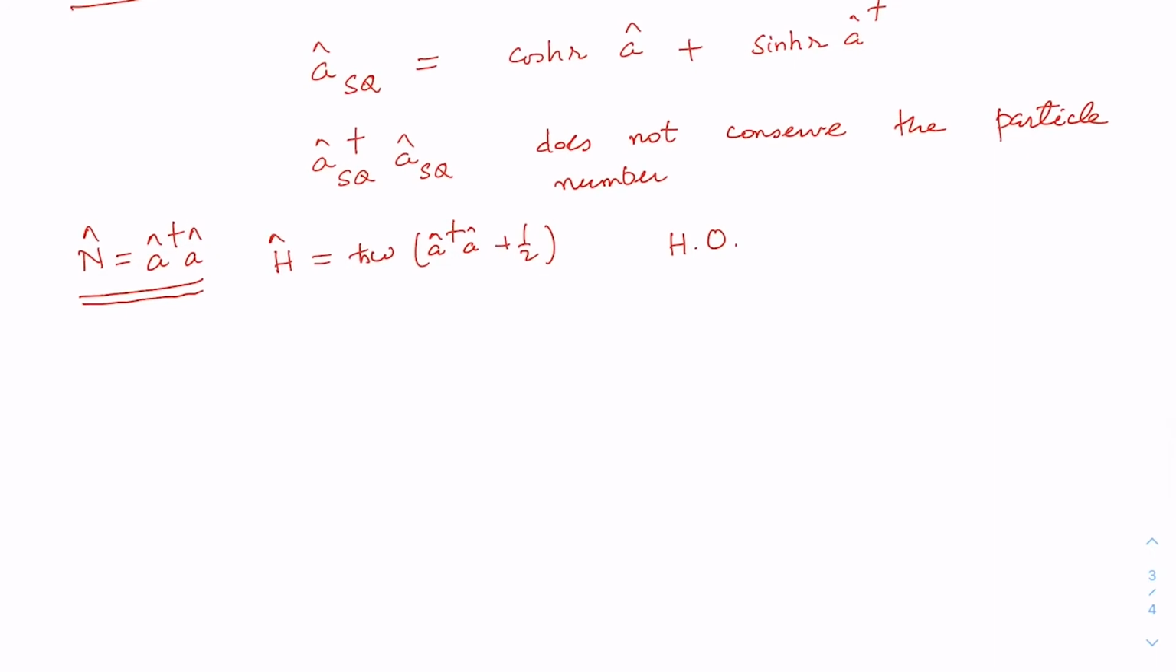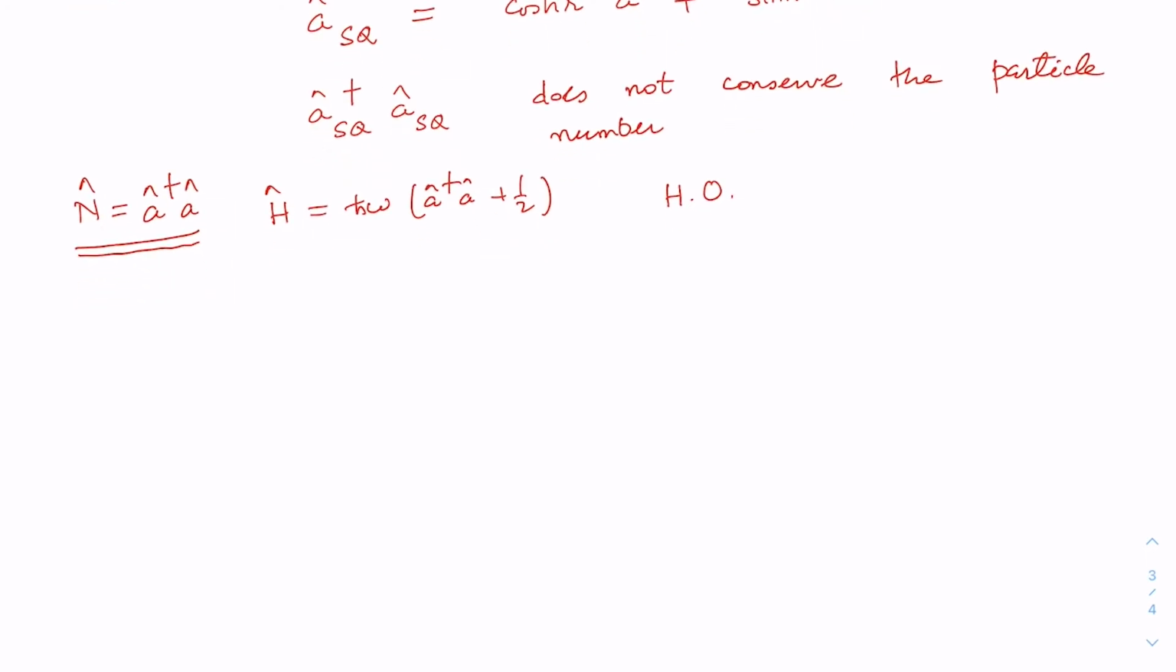But now the question is, what about the Hamiltonian for the squeezed states of the harmonic oscillator? Let us guess that our squeezing Hamiltonian for the squeezed state is of this type. It should be quadratic in the annihilation and creation operators. Let us say it is a dagger, say i, let me first write and I'll explain.